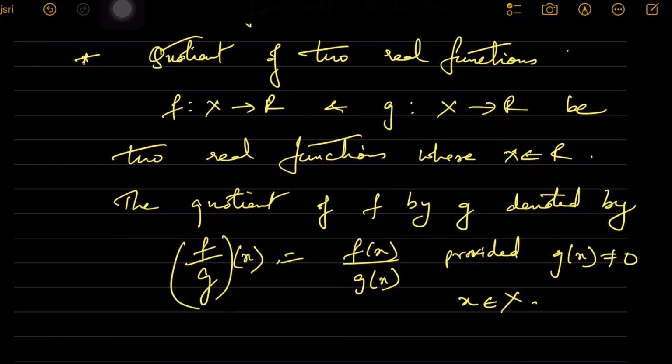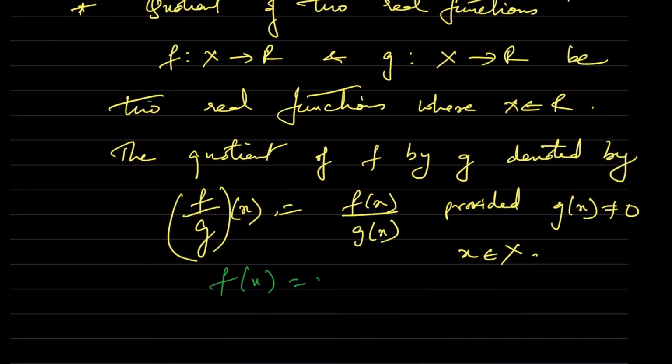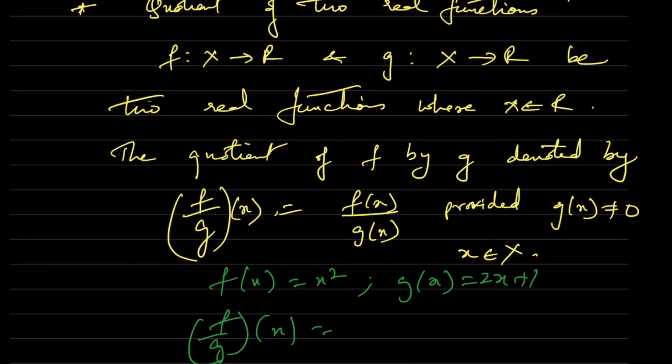Next, quotient of two real functions. The same way we can take some example for this also. So for this also we are taking one example. f of x is equal to x square and g of x is equal to 2x plus 1. So how do we write this? f by g of x can be written as f of x by g of x, which is equal to x square by 2x plus 1. So in this way we can write down the addition, subtraction, scalar multiplication, then quotient.